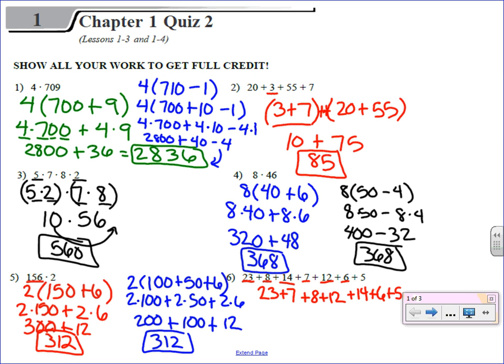So I'm going to do 23 plus 7 separate, from 8 plus 12, from 14 plus 6. And then 5 will just be at the end. 23 plus 7 is 30. 8 plus 12 is 20. 14 plus 6 is 20. And then plus 5. 30 plus 20 is 50, plus 20 is 70, plus 5 is 75.